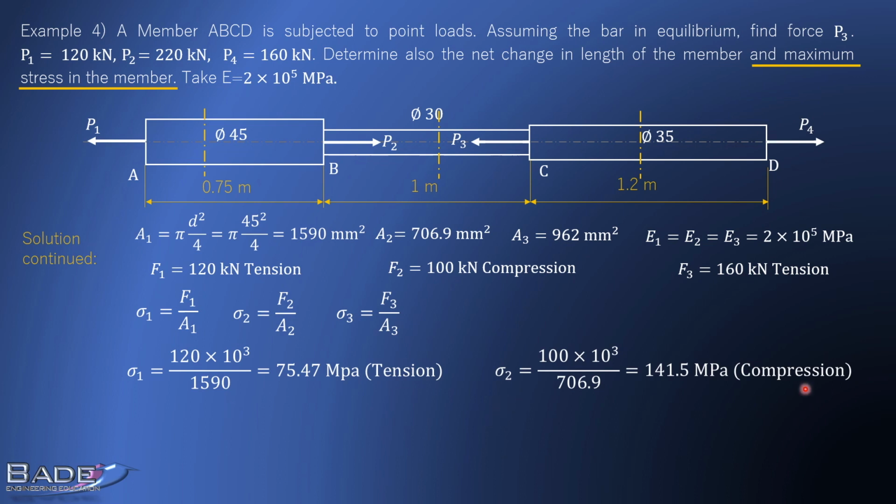Sigma 2, it is compressive stress 141.5. Sigma 3, 166.3. Just put corresponding values here, F3 upon A3, and we got the answer. Now compare these three values. The maximum stress is 166.3 and it is in the third portion. So write answer properly. Maximum tensile stress is 166.3.